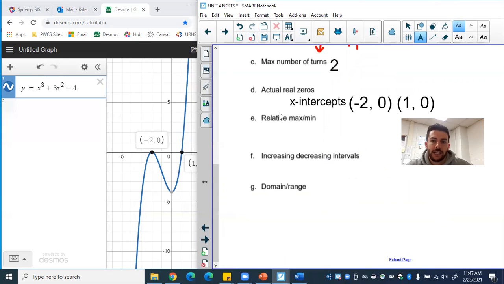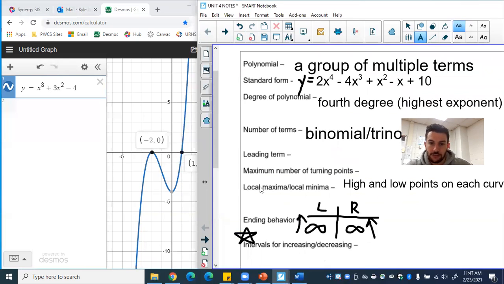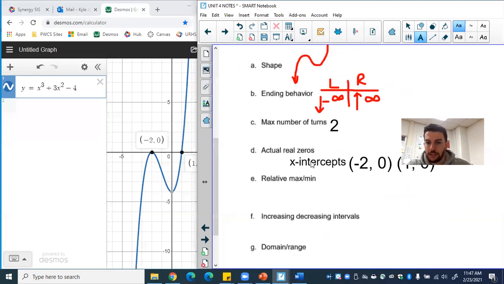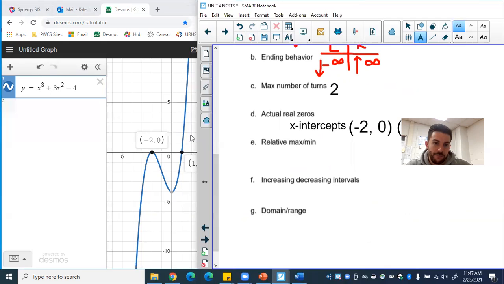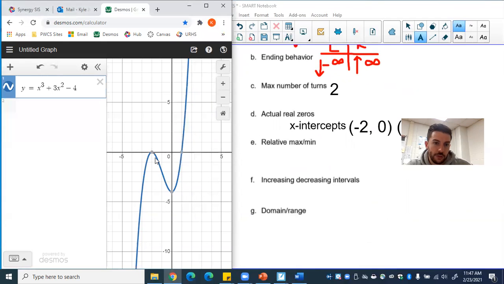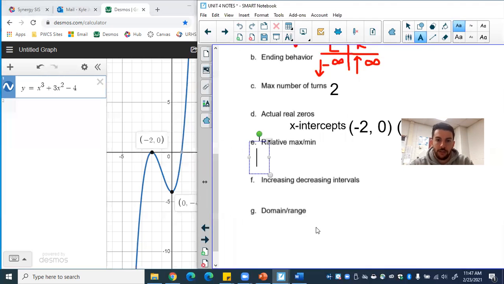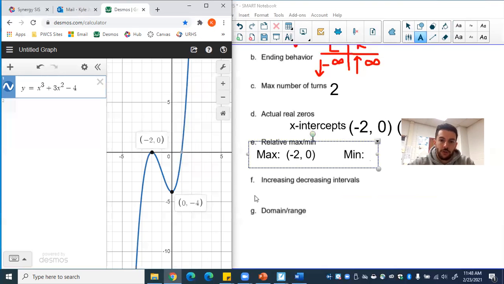Okay, now relative max and min. Relative is another name for local. It says local here at first, but I actually like the word relative better, because it's more relative to where it is in its position. So relative and local mean the same thing. So a relative max and min. Again, max, you think maximum, highest point. Minimum, lowest point. So when it's the highest point on a curve, that would be a relative max. In this case, you can have more than one of these, but we just have one of each. -2, 0 would be a max, and then a min would be this 0, -4.